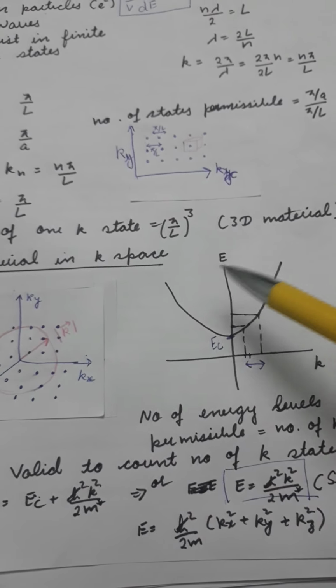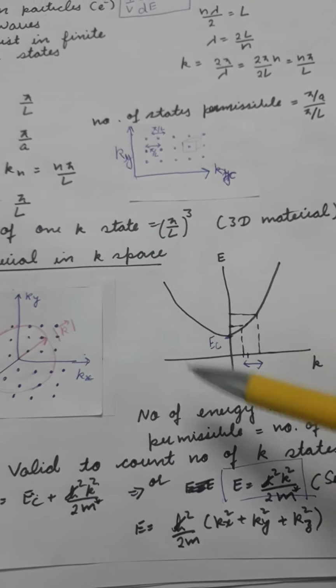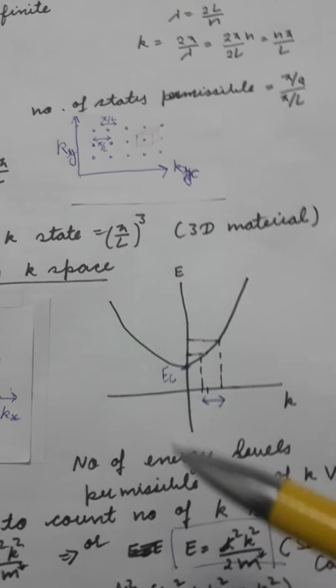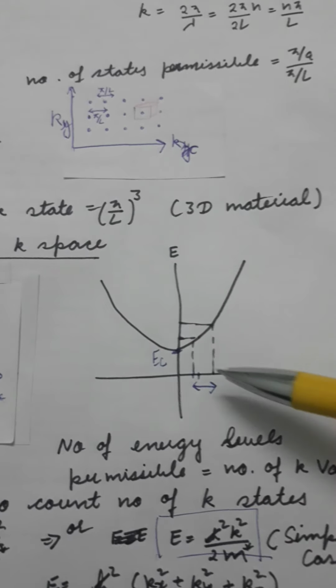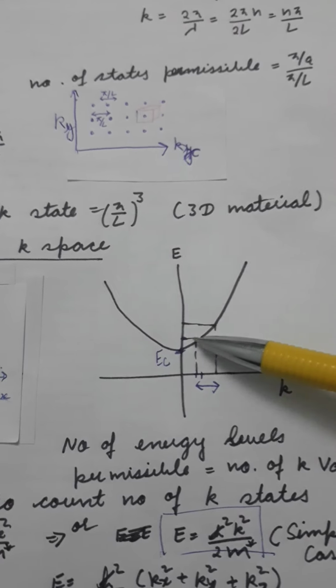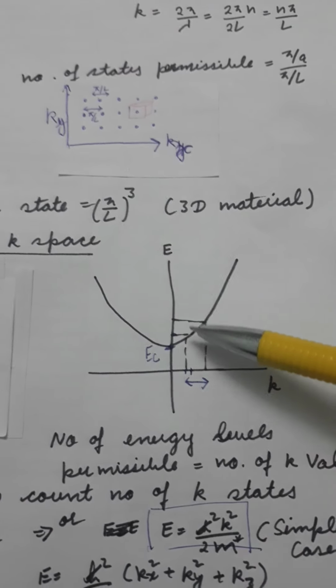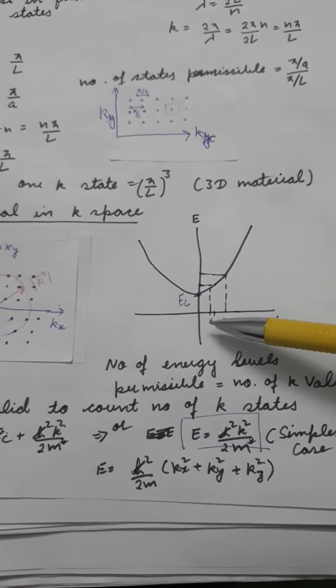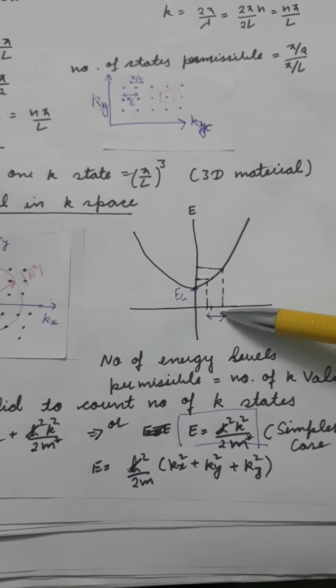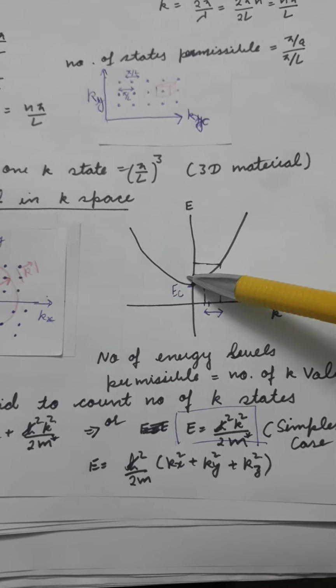Let us also explain it by taking an E-k diagram of a bulk, three-dimensional material. You see that for each value of k, there will be an energy value present. So if we know the number of k values that are present, we can find out the number of energy states that are permitted.